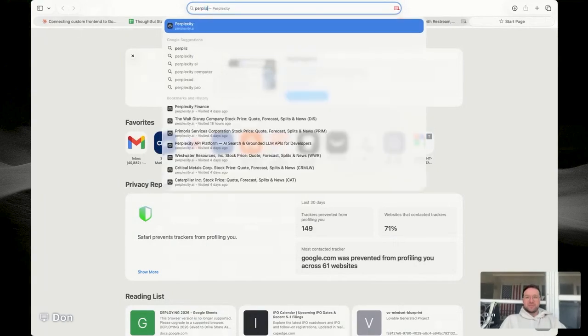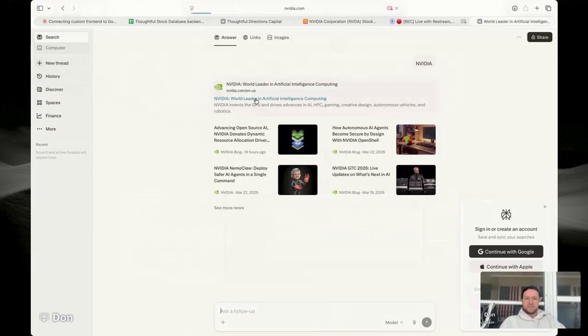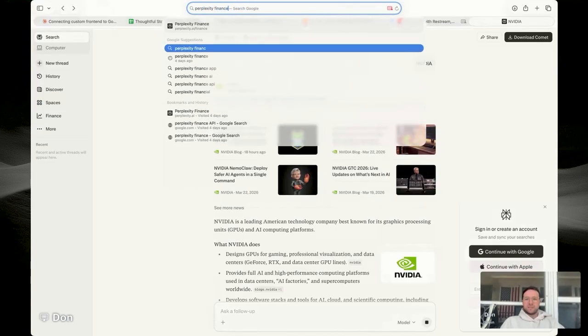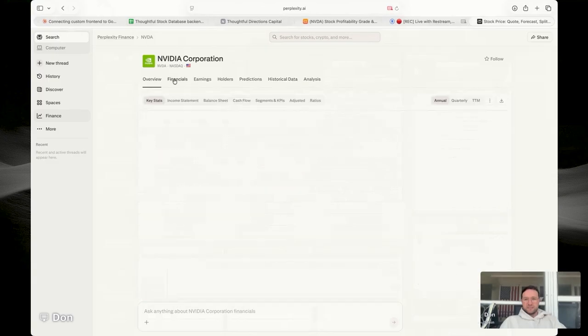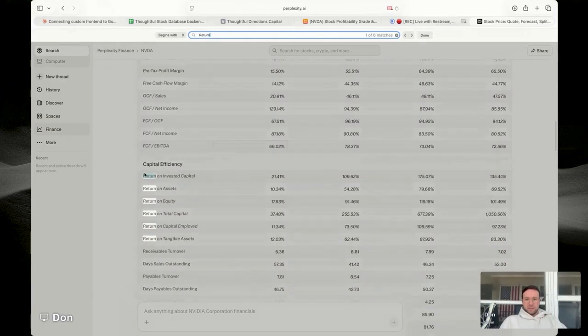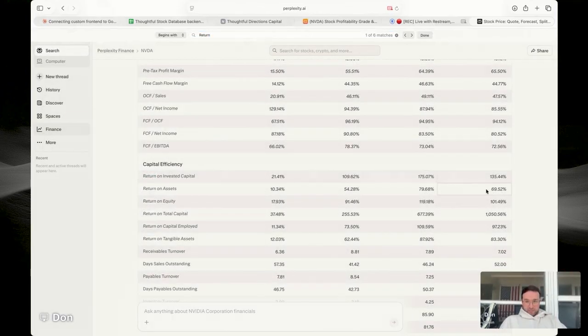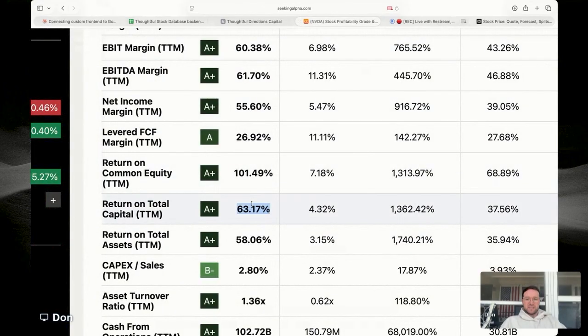Let's see, Perplexity. I just want to see what their ROIC is if it's that different ratios. Okay. Oh my gosh. Their return on total capital, 1,000%. Return on invested capital, 100. That doesn't make sense. First off, why is return on total capital 1,000%, but here it's 63?